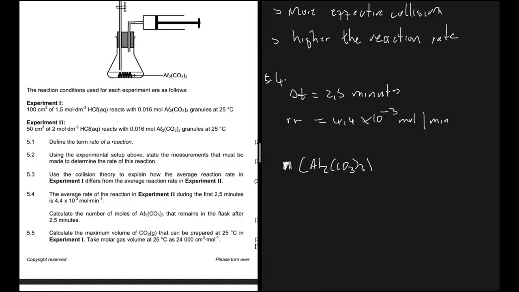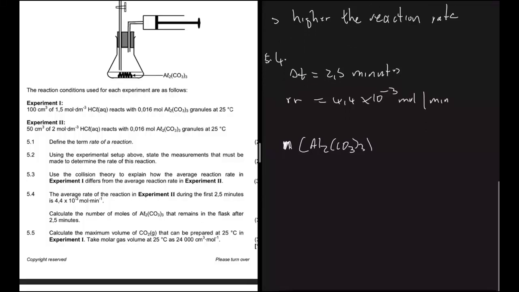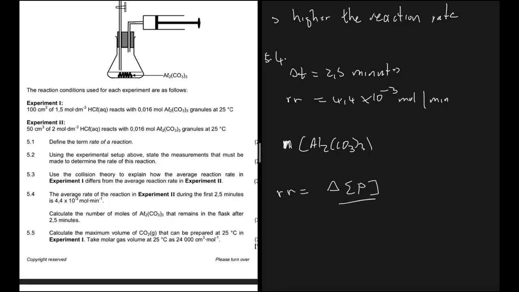So we need the number of moles of this aluminum carbonate that remains in the flask after 2.5 minutes. So after 2.5 minutes, the reaction is not completed. The question then says, what is the number of moles that remain? So, okay, we know that the rate of a reaction is given as the change in the concentration of the products divided by the time it takes. We have the reaction rate, it is given to us. We have the change in time, the time it takes for the reaction to get to our point of interest.